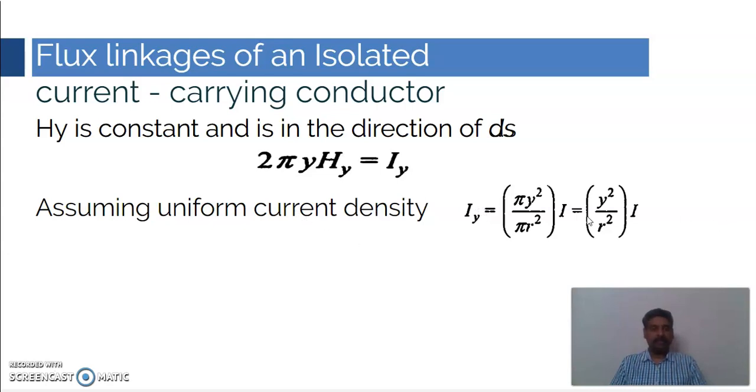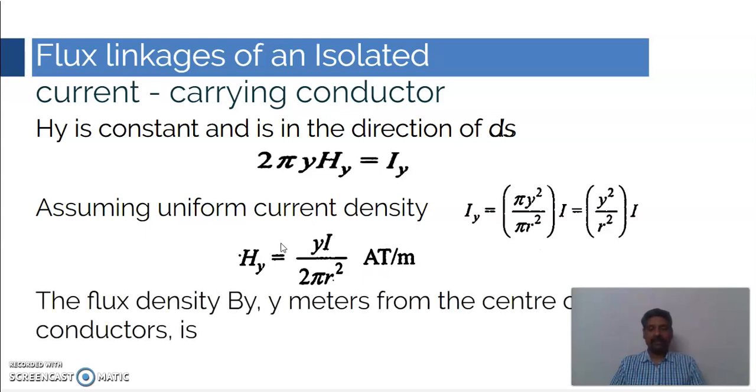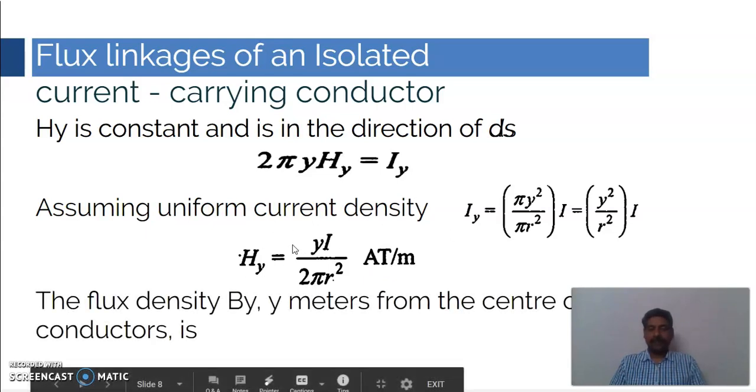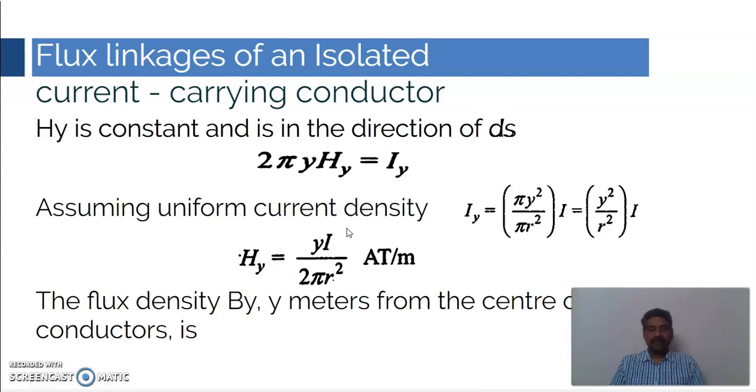Now if you want to represent Hy, the magnetic field intensity, in terms of the total current, then Hy can be written by substituting y square by r square times I for Iy. So you can write Hy equals yI by 2 pi r square ampere turn per meter. This is the field intensity at y meters away from the center.